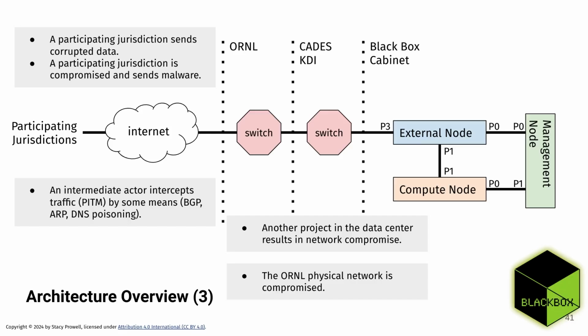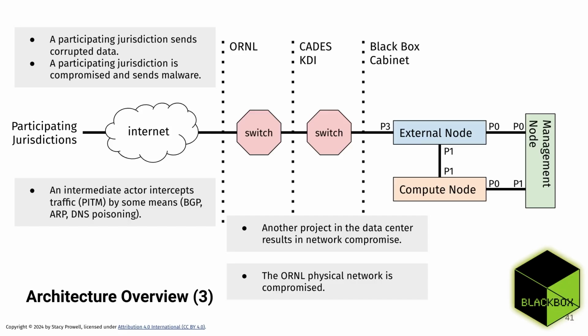A participating jurisdiction is compromised and sends us malware. We don't execute any of that stuff, right? The first thing we do is we scan that to be sure that it's in the EHARS format, which is not an executable format. An intermediate actor intercepts traffic. That's the person in the middle. They could do that by BGP poisoning or ARP poisoning or DNS poisoning. That's a potential threat. Okay?